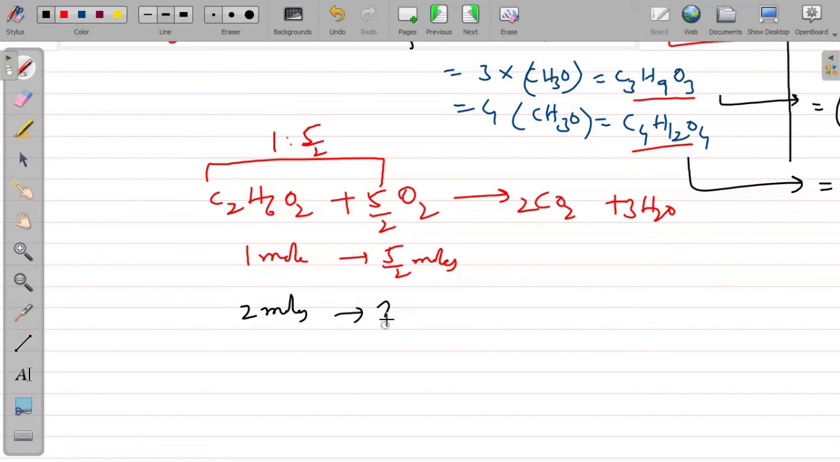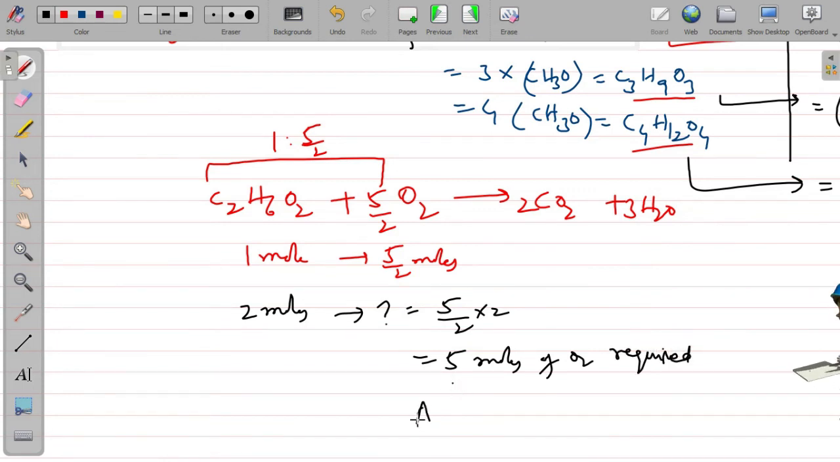It requires how many moles of oxygen? If 1 mole requires 5/2, 2 moles require 5/2 into 2, that is 5 moles. So 5 moles of O2 required for complete reaction. So the answer is 5.